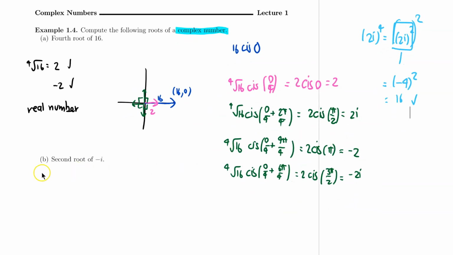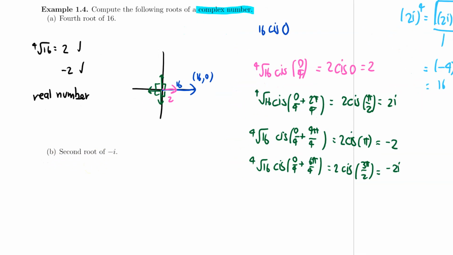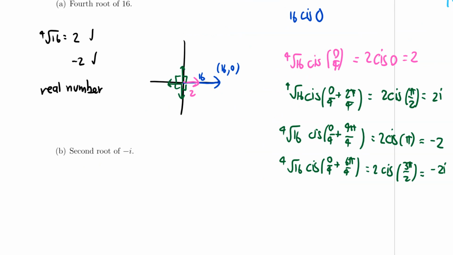Now, for the next one, I want to find the second root of negative i. Funny thing, when we define i as the root of negative 1, at some point people were wondering, if I want to find the root of negative i, is this going to end up being a super complex number or something like that? But it actually turns out that if I want to find the second root of negative i, it will be just another complex number.